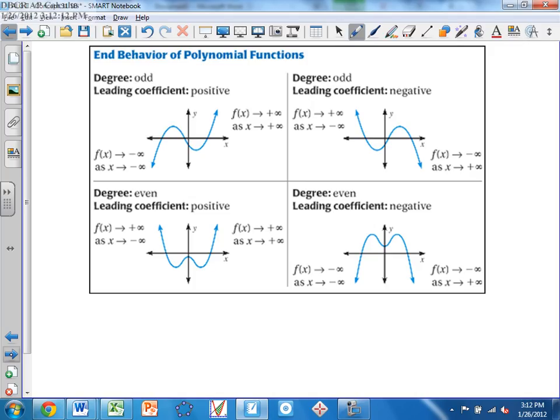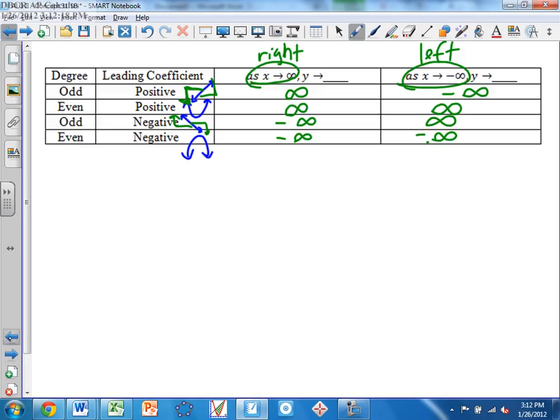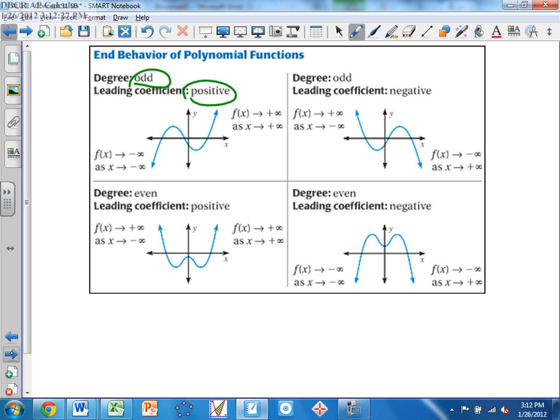Now, this is odd and positive. Let's go back to the table. Where do we see odd and positive, people? Down there, the first one, right? Odd, positive. We said use a line like this for odd, positive. Well, let's go back and take a look. To me, that does kind of look like a line. I know it's curved, but it has a line figure to it.